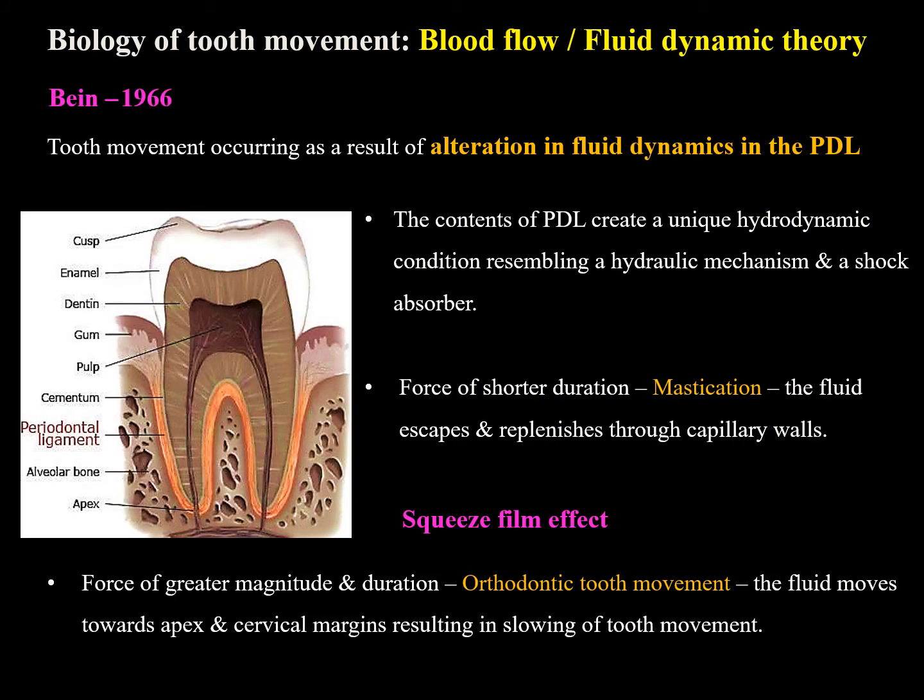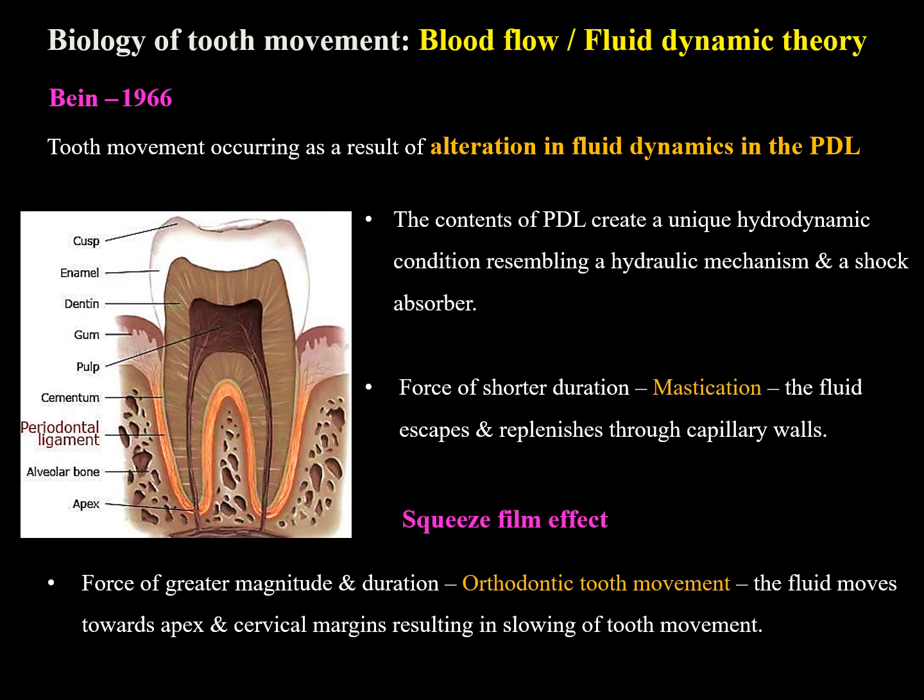The second theory is known as fluid dynamic theory, which was put forward in 1966. And it says that the tooth movement occurs as a result of alteration in fluid dynamics in the periodontal ligament. So the periodontal ligament here is compared to a hydraulic mechanism and a shock absorber. So when there is any force of shorter duration, such as in mastication, the fluid escapes and again is replenished when the force is removed.